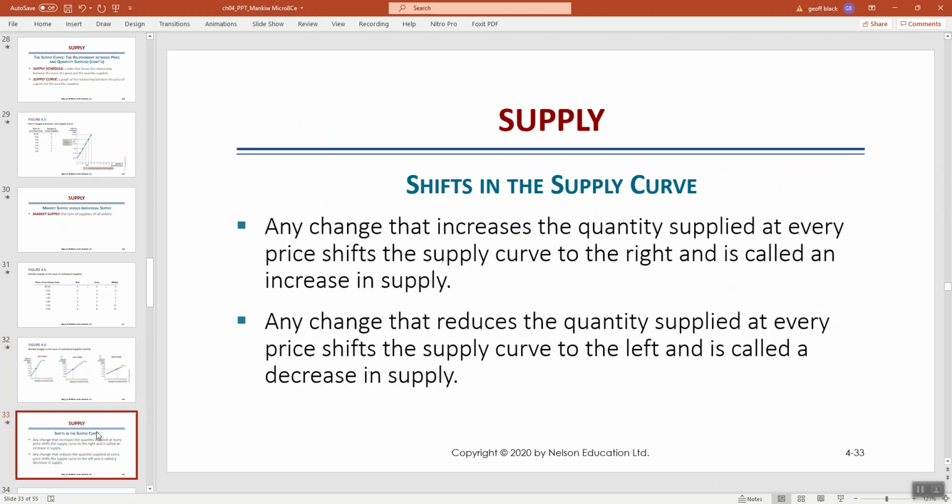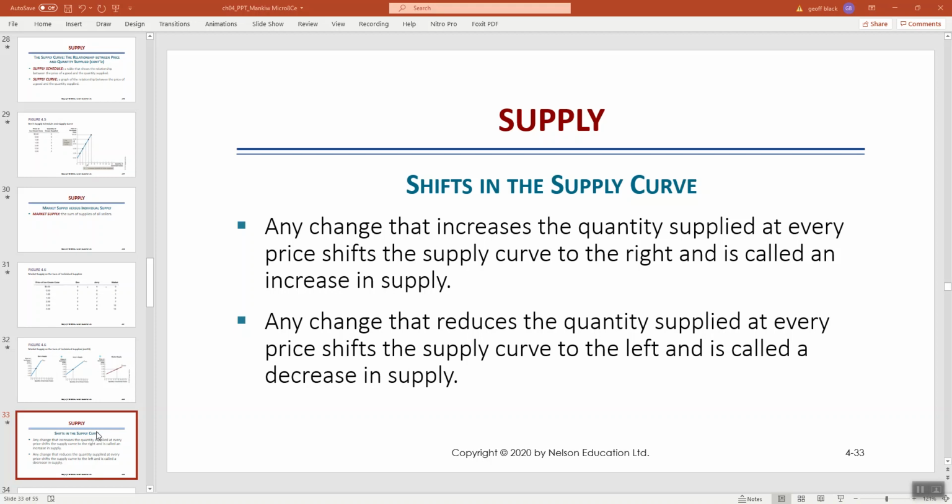So we can also shift the supply curve. Any change that increases the quantity supplied at every price shifts the supply curve to the right, and this would be an increase in supply. So again, this would be something exogenous to the model, because we already know what happens when you change the price. If the price goes up, then we know that the quantity supplied goes up. That's in the model already. But we can shift the curve. So not movement along the curve, but we can actually shift the curve.